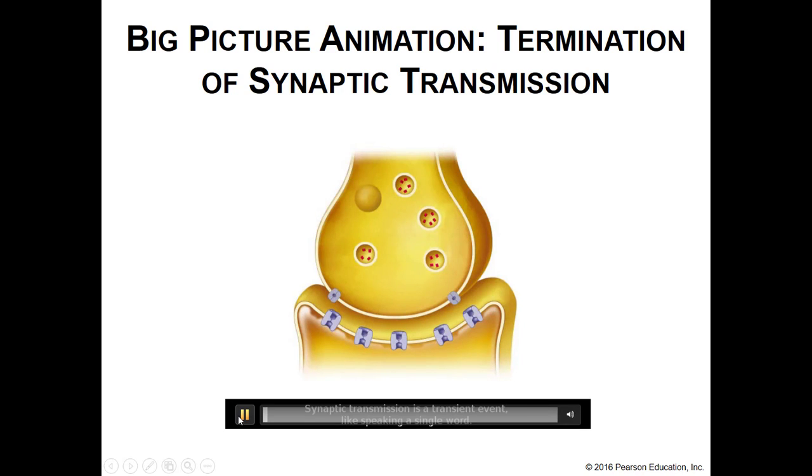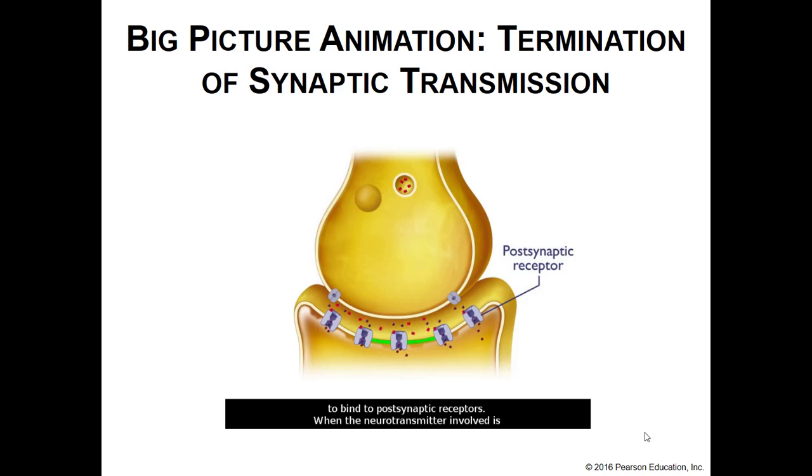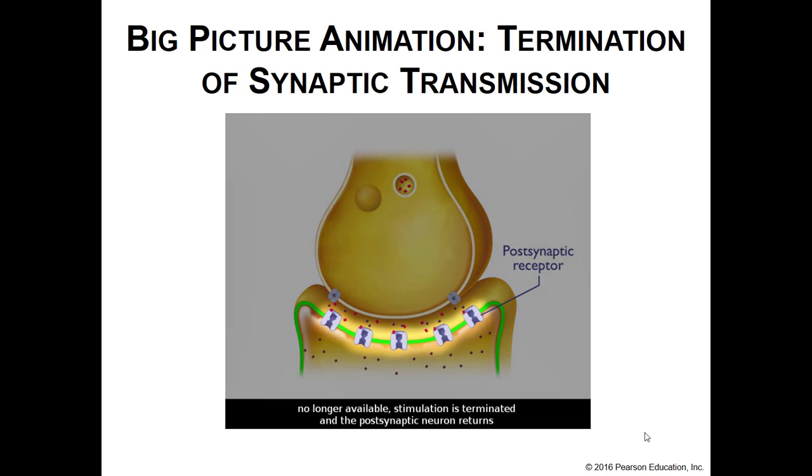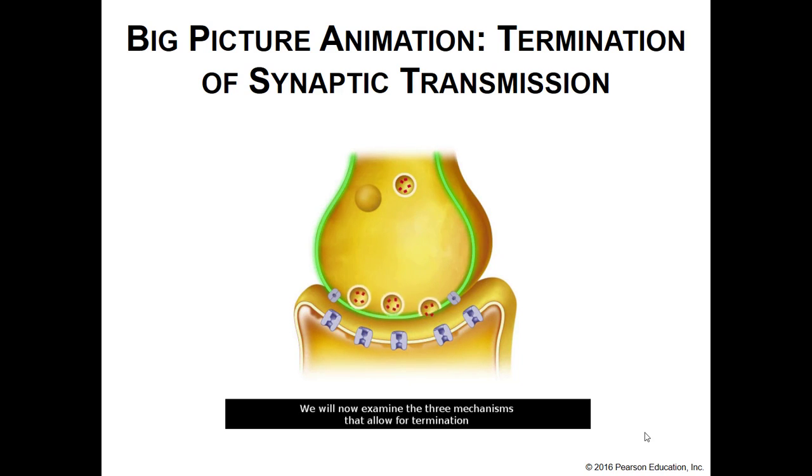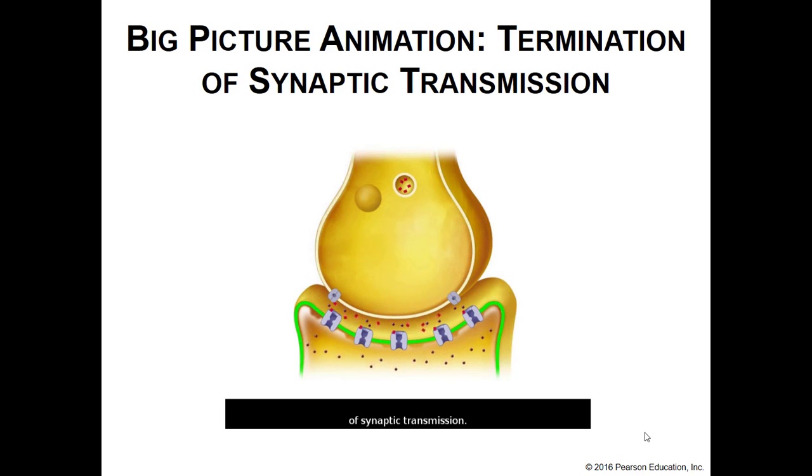Synaptic transmission is a transient event, like speaking a single word. As you've seen, it begins with an action potential arriving at the presynaptic terminal. Stimulation of the postsynaptic neuron will last as long as neurotransmitters are available to bind to postsynaptic receptors. When the neurotransmitter involved is no longer available, stimulation is terminated and the postsynaptic neuron returns to its resting state, allowing it to respond to future stimulation. We will now examine the three mechanisms that allow for termination of synaptic transmission.